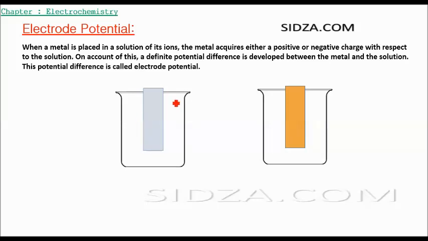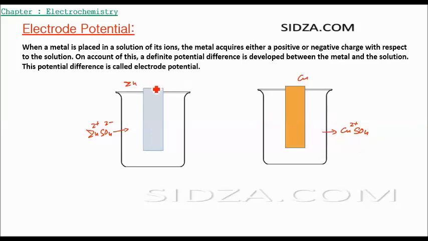Hi students, in this video we will discuss electrode potential. As I said earlier, suppose we have two different electrodes: a zinc electrode present in a zinc sulfate solution containing its own ions, a metal rod in contact with its own ions, and a copper rod dipped in a copper sulfate solution.